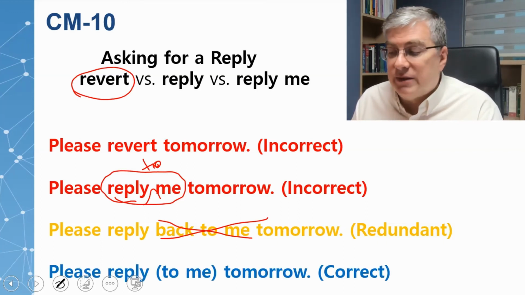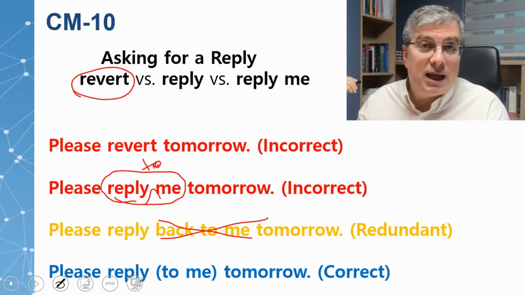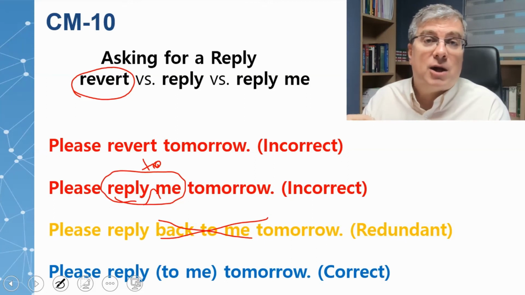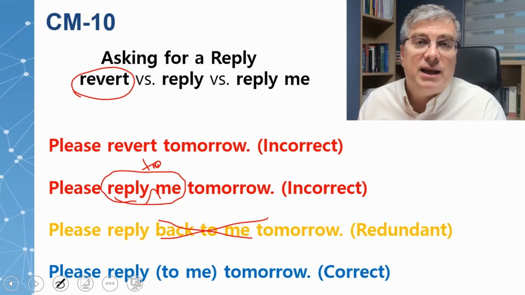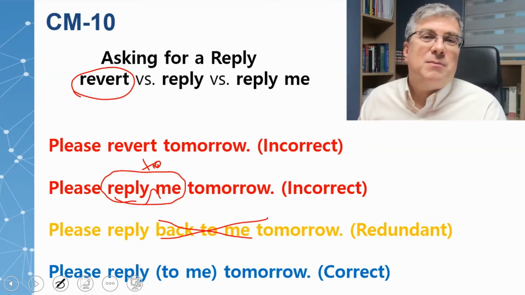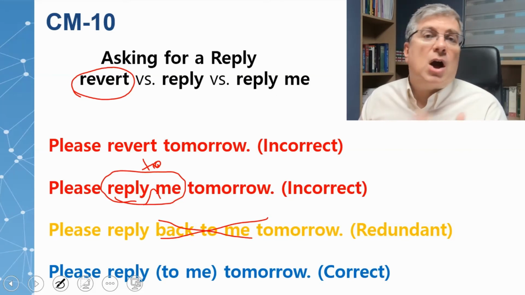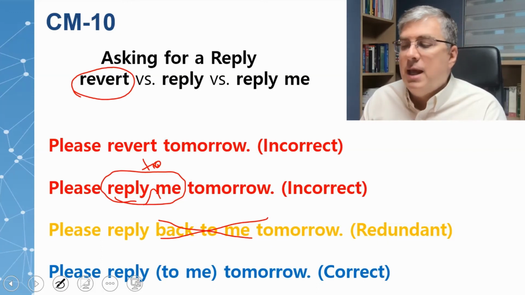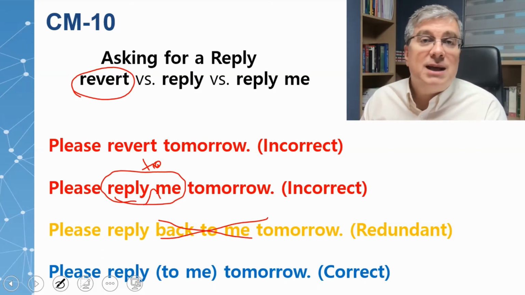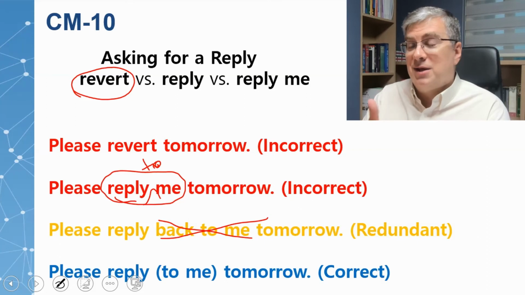So please reply tomorrow. If you want to emphasize that you reply to me, not my teammate or my coworker, right? Make sure you reply to me, not to Ms. Lee. That's fine. But if you're sending an email to somebody and it doesn't matter who they reply to, then you could say, I'll be out of the office tomorrow. Please reply to Ms. Lee. That's fine. But normally you don't really need to say to me. It's already implied in the idea of reply. So please reply tomorrow. Okay, good.